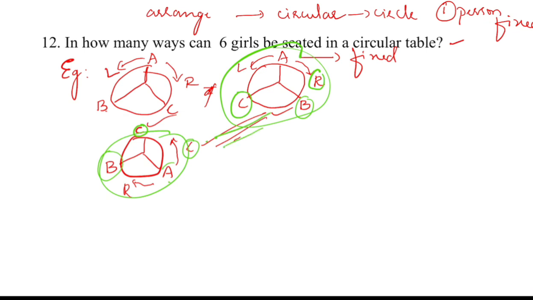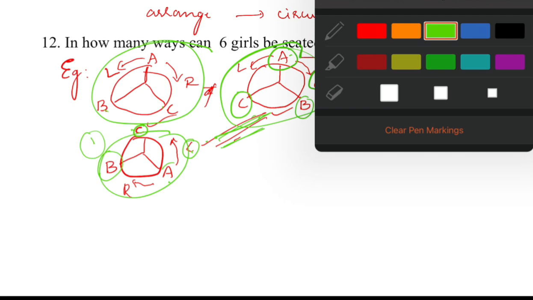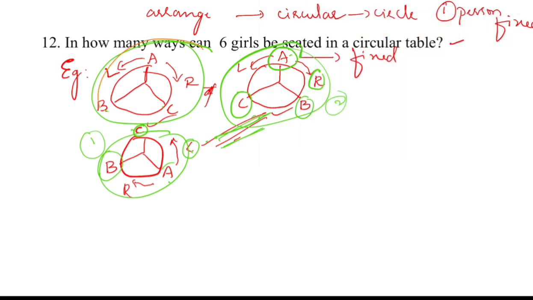Even if you keep A here, B here, C here, or A here, B here, C here, these two arrangements are the same. So therefore you cannot take these two as two different arrangements. Okay. So what we have to do, we have to keep one person fixed and just change the others. Then only these two are the ways in which we can arrange 3 people. Okay.